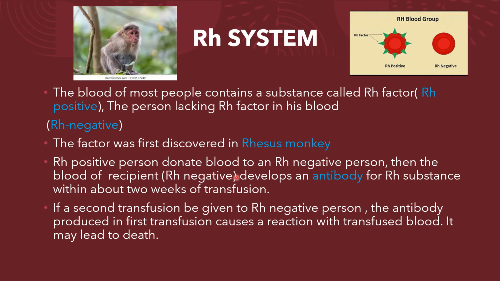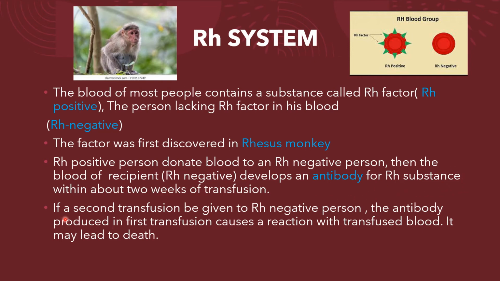Suppose an RH positive person donates blood to an RH negative person, then the recipient, the RH negative person, develops an antibody for RH substance within about 2 weeks of transfusion. Within 2 weeks, an antibody will be produced in the RH negative person for this RH substance.